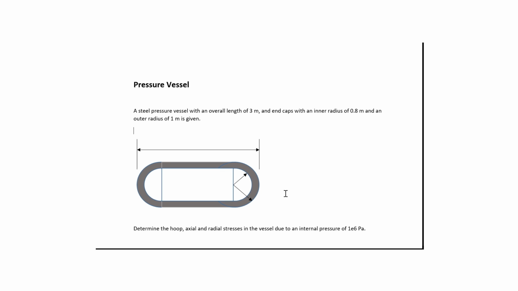In this particular case we have a pressure vessel with an overall length of 3 meters. We have the end caps of radius 1 meter to the outside and an inside radius of 0.8 meters. We are going to determine the hoop, axial, and radial stresses in the vessel due to an internal pressure of 1 megapascal. I hope you enjoy the video.